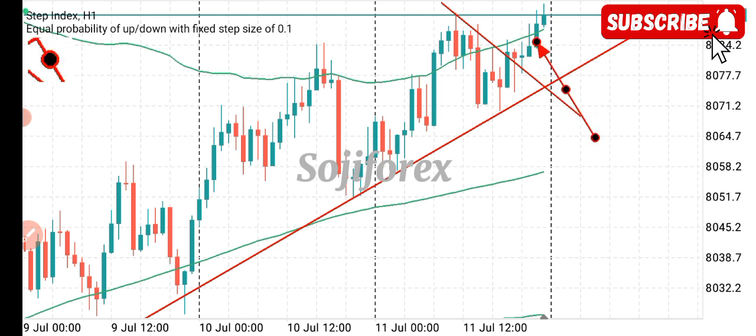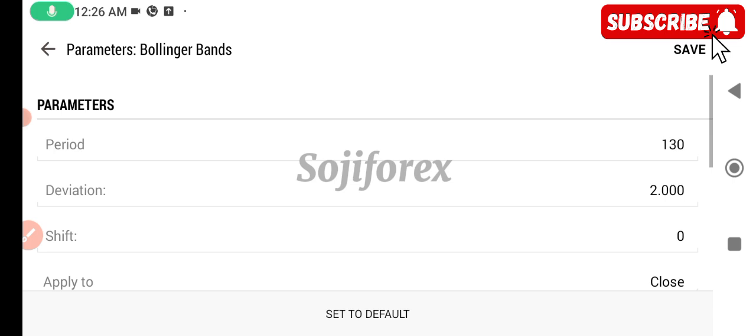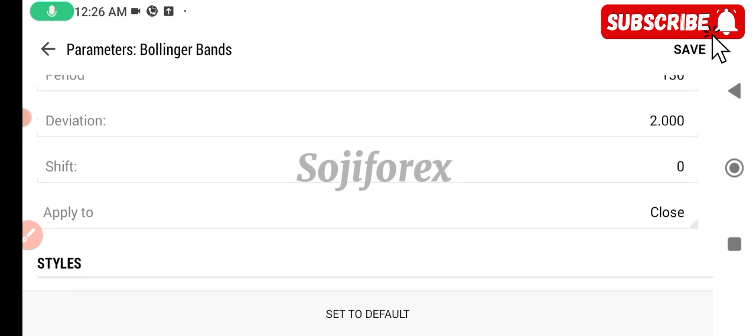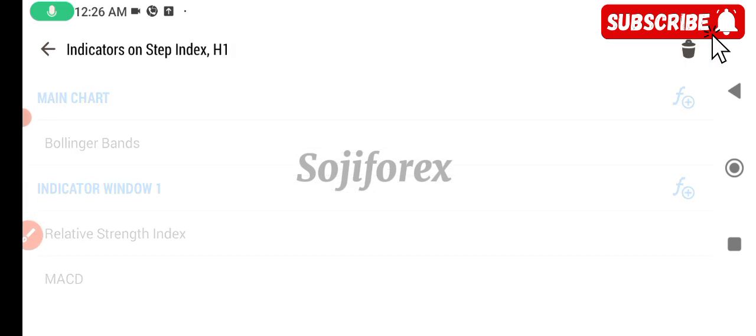Okay, now this would have been a controlling candle, but it's already happening around the Bollinger Band. So what is setting for this Bollinger Band? The Bollinger Band is period of 130. The deviation is 2.0. So you can do the same setting so you can take advantage of it. Here the Bollinger Band, the period is 130, the deviation is 2.00, the shift is 0, and you apply it to close and you save.